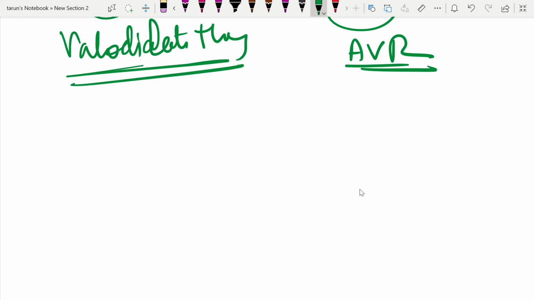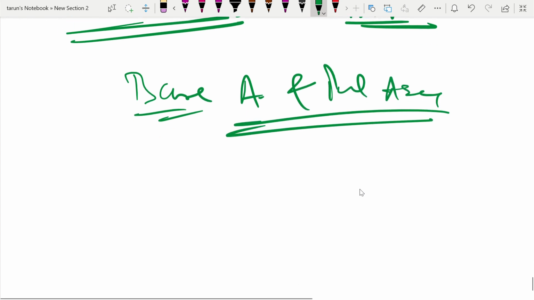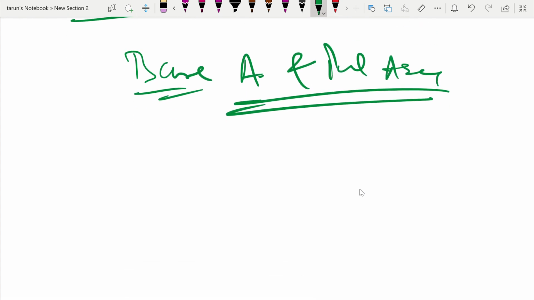Then what is the base of the heart? Base of the heart includes the aortic and pulmonary area. For better understanding, you have to see the other chapters. So aortic and pulmonary areas are the base of the heart.